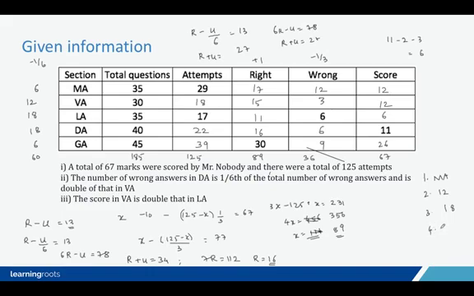Finally, the last question, what was Mr. Nobody's score in GA? The score that was got by Mr. Nobody in GA would be 26, as we figured out in the table. Fine. So the answers will be MA, 12, 18 and 26.